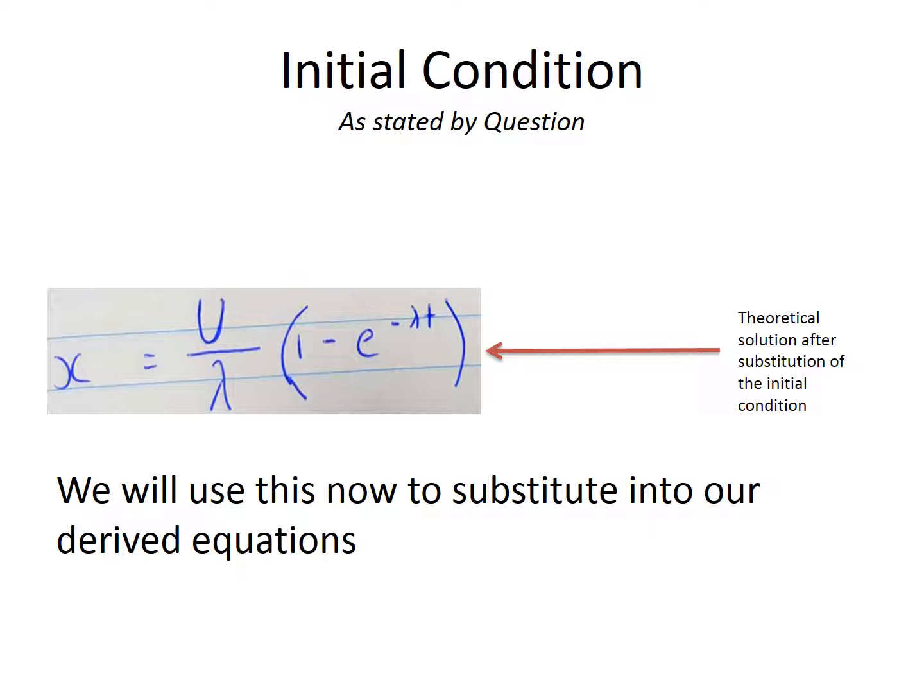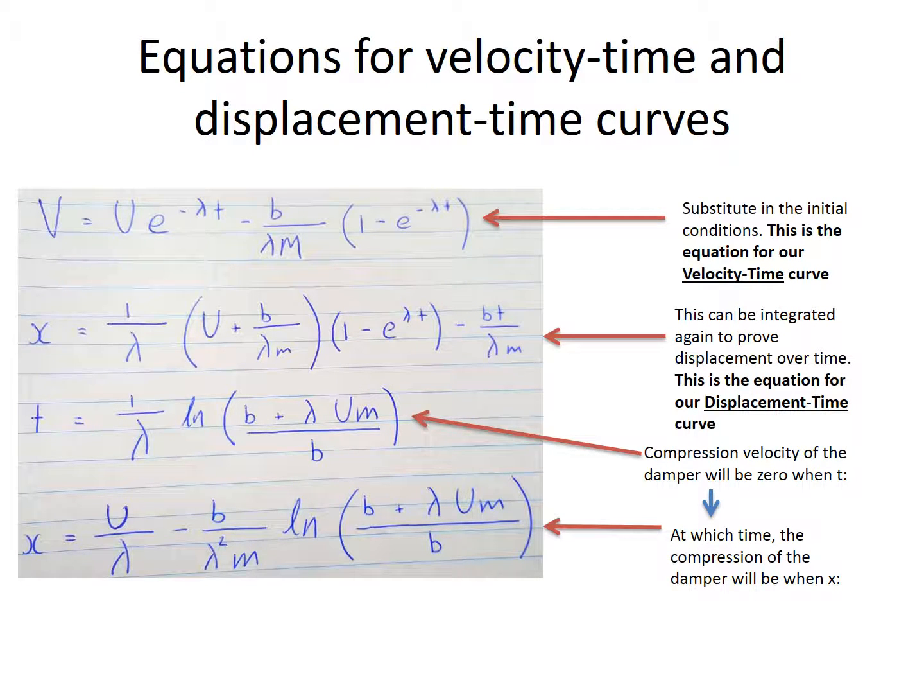This is our given initial condition for the equation. We will now use this to substitute into our derived equations. Substituting our initial condition into our velocity equation now gives us the equation which will determine our velocity time curve. If we integrate this equation one more time, we will derive our displacement time curve equation.